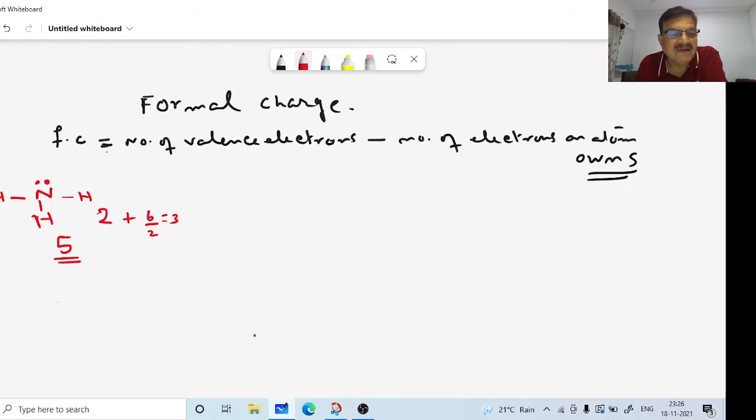Simple method. Another interpretation: the number of lone pairs plus the number of bonds. Half the number of shared electrons is equivalent to the number of bonds, because each bond is a 2 electron bond. So half of that means only 1 electron comes to nitrogen here, and 1 electron goes to hydrogen. Therefore, the number of electrons owned by an atom is equal to the number of unshared electrons plus half the number of shared electrons.